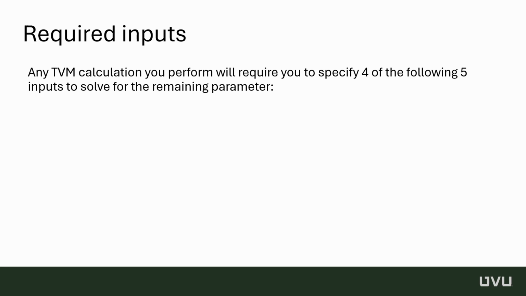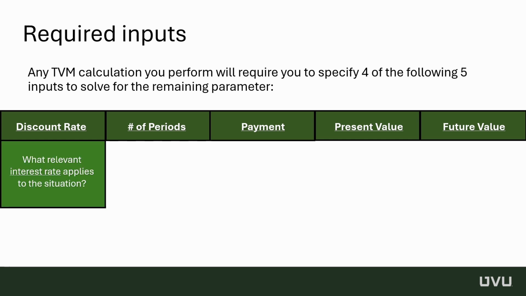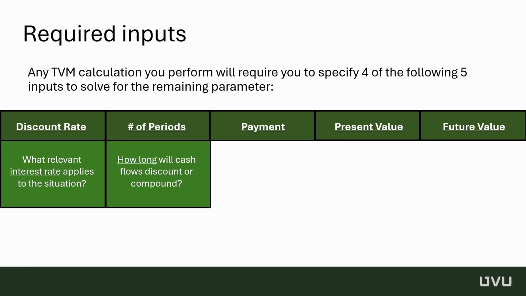When you work through a time value of money problem, it helps to think in terms of 5 possible inputs. The first is the discount rate. This is the interest rate that applies to the situation. Sometimes it is explicit, like the interest rate on a loan. Other times it is implied by market conditions, like the rate used to price a bond. The higher the discount rate, the less a future dollar is worth today. The second input is the number of periods. And that's not always the same thing as the number of years.